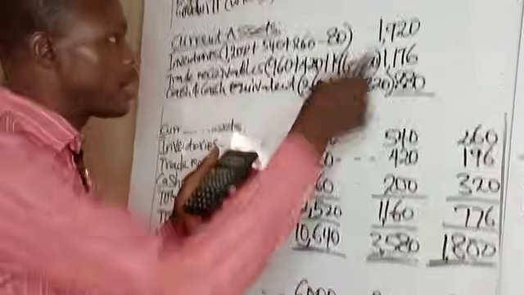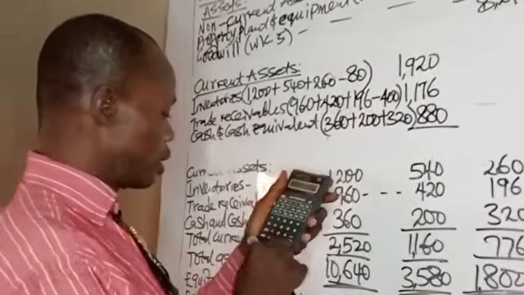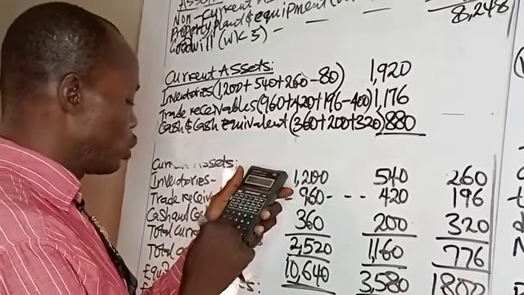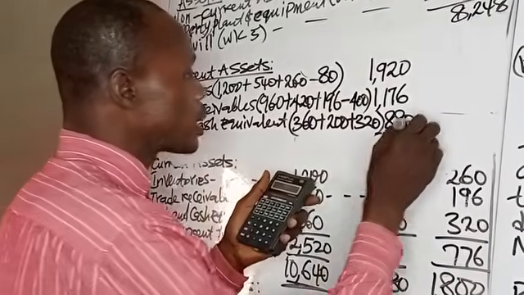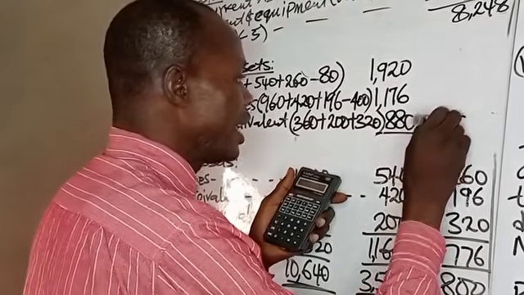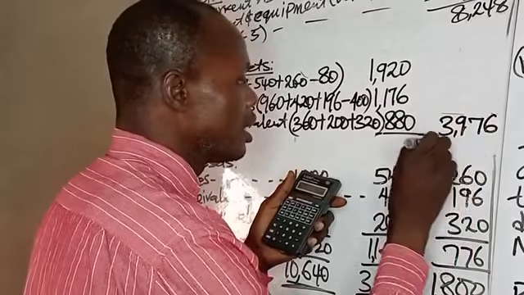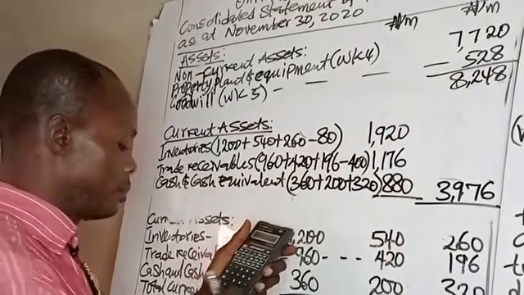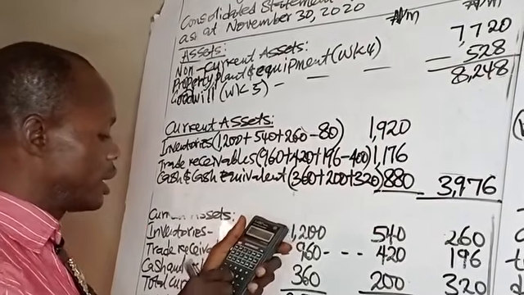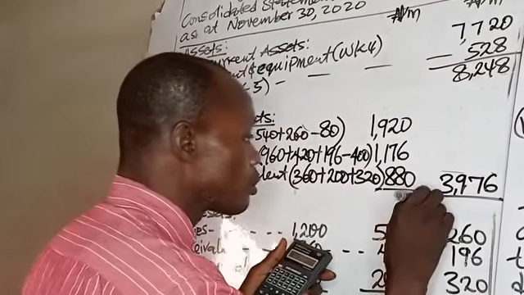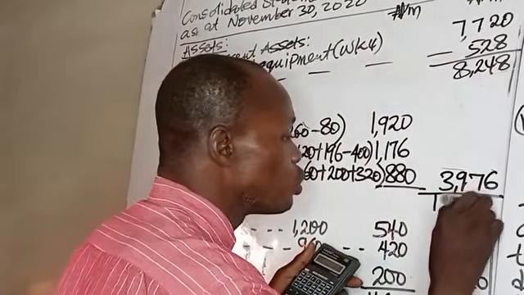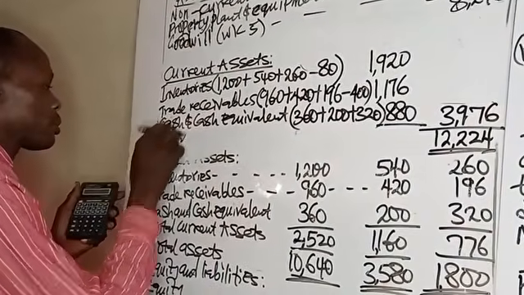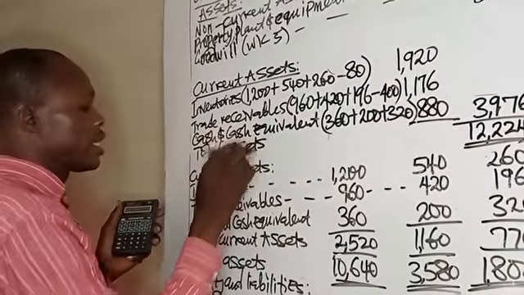So now let's sum up our current assets. 880 plus 1176 plus 1920. Our current asset is total 3976. If you add the current asset and the non-current asset of 8248, the total asset is 12,224. That is total assets.